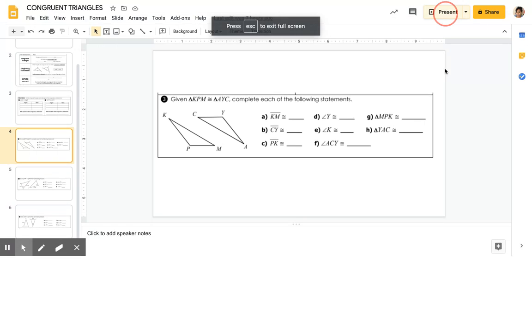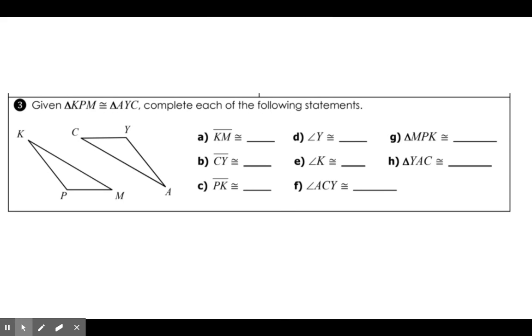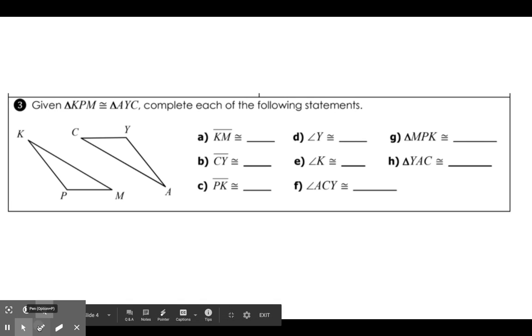Okay, welcome back, guys. Today we are going to continue to talk about our congruency statements. So here we have an image and we have two triangles, and we are given that KPM is congruent to AYC, and we're going to complete the following statements. Before we even get to any of this, what we want to do is make sure that we label. It's going to be super, super important here.